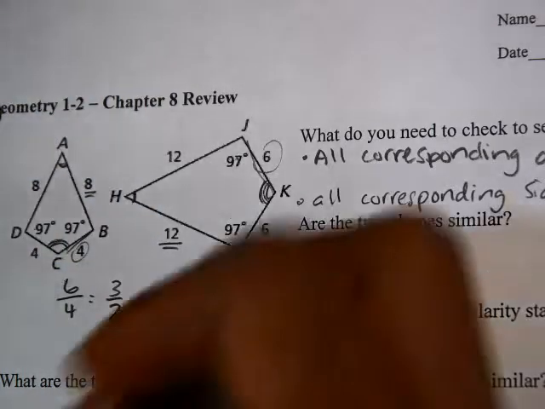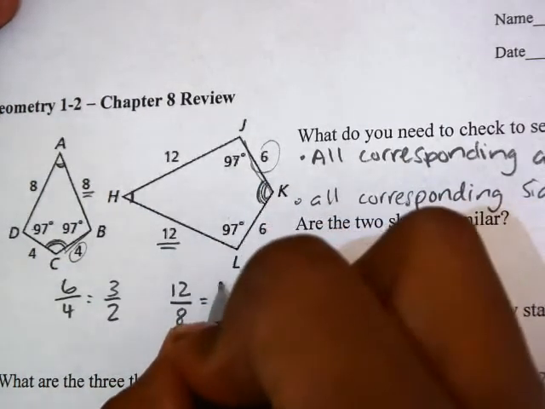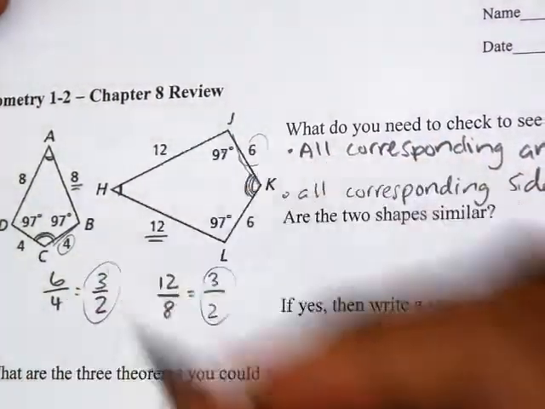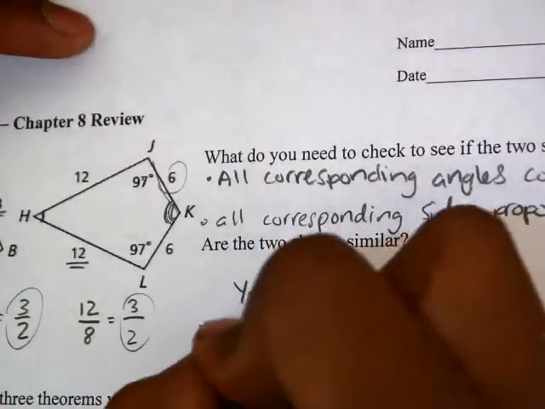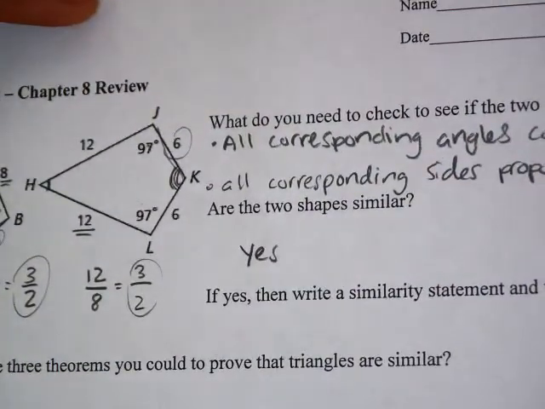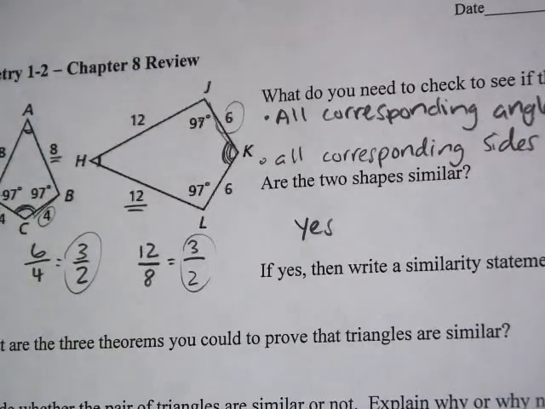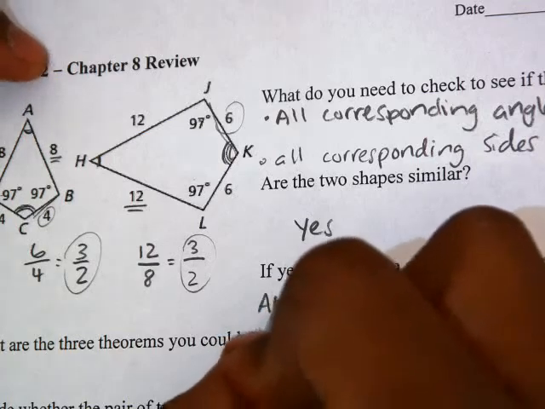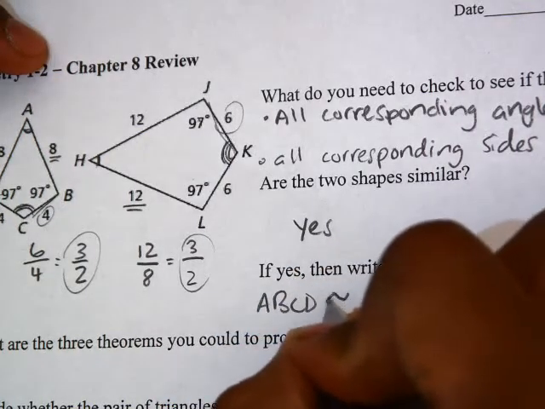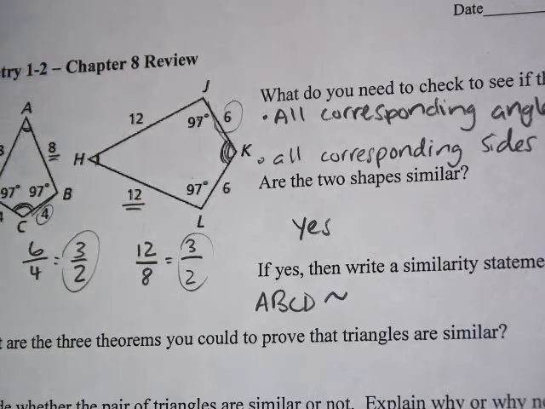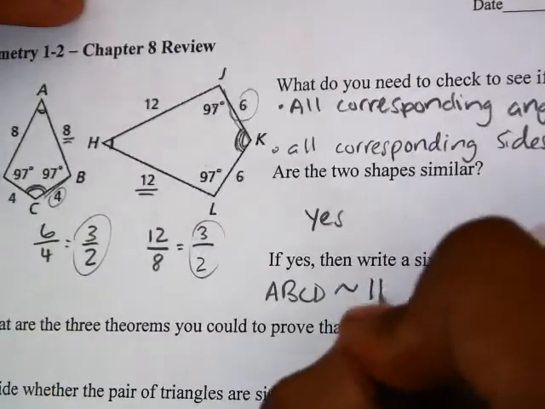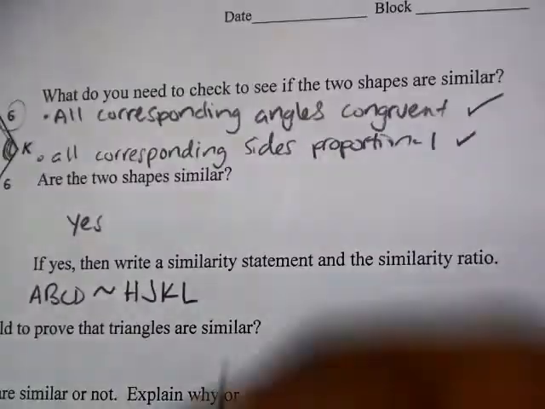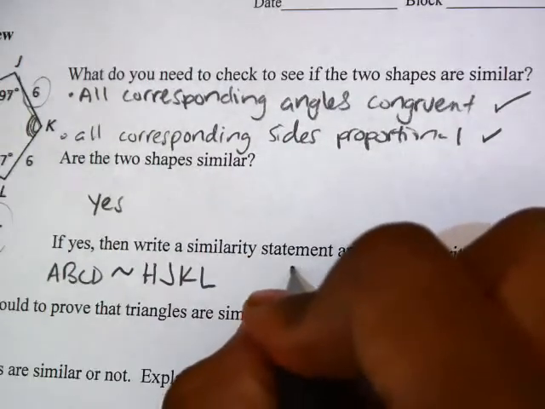12 over 8 I can reduce by 4. 12 divided by 4 is 3. 8 divided by 4 is 2. So yes, the sides are proportional. So yes, the shapes are similar. So to write a similarity statement, that means shape ABCD is similar to, H matches up with A, so HJKL. And the similarity ratio is 3 over 2.